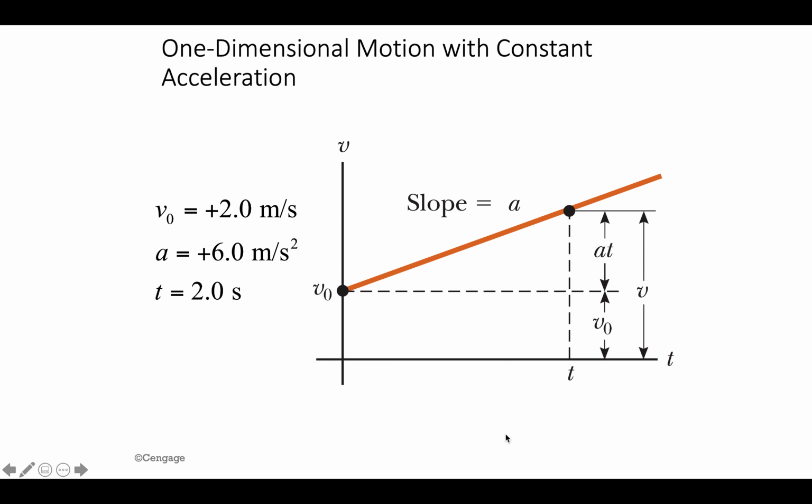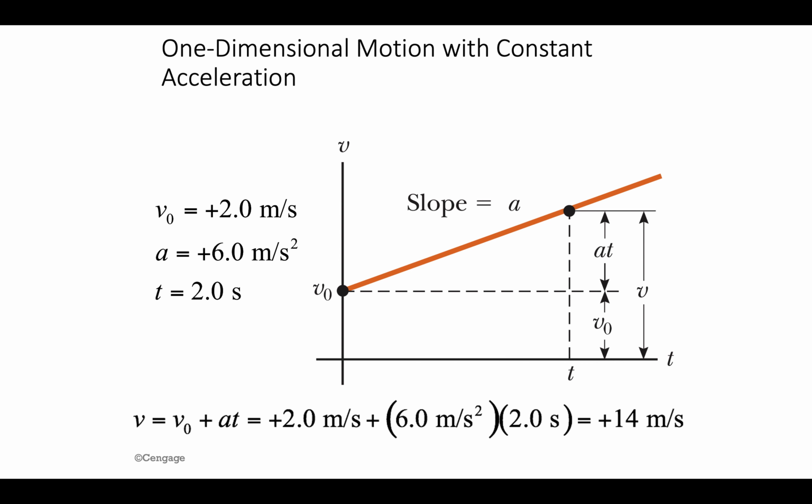So an example would be, let's say I started with a rate of positive 2 meters per second. I accelerate for 2 seconds at a rate of 6.0 meters per second squared. And if I do that, pretty straightforward. My initial velocity is 2 meters per second. I increase 6 meters per second every second for 2 seconds. So I end up at a rate of 14 meters per second.